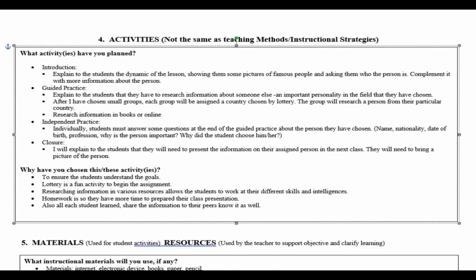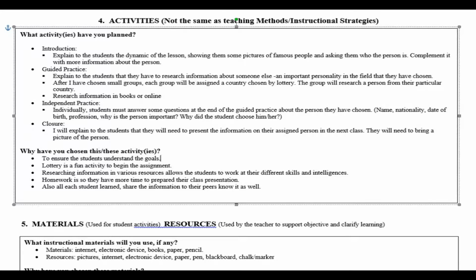I want to start with my activities this time. Okay, what activities do I have planned? For the introduction, I will explain the dynamic of the lesson to the students. I'm going to show them some pictures of famous people and ask them who the person is, and then complete it with more information about the person. So, why he's important, where he is from, and general information.